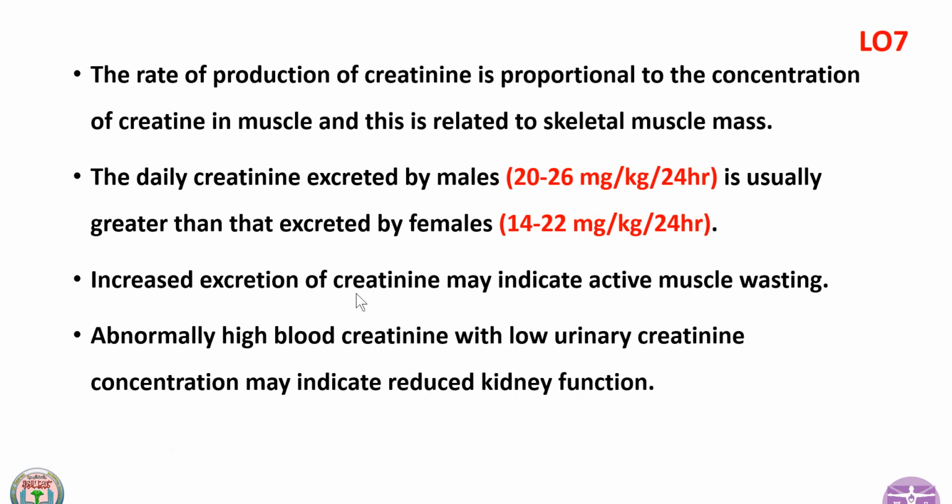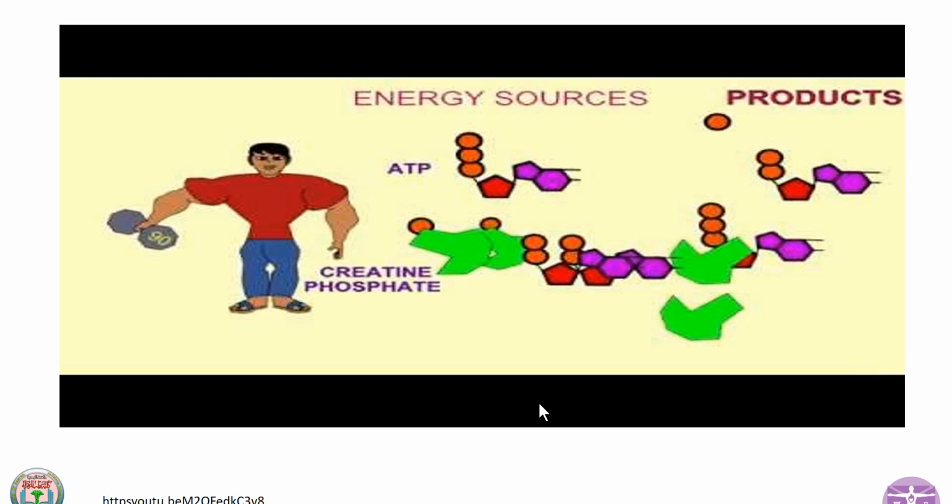When the creatinine excretion in the urine is high, that indicates there is muscle activity or active muscle wasting, and when there is high creatinine in the blood with decreased creatinine excretion by the kidney, that may indicate impaired renal function.